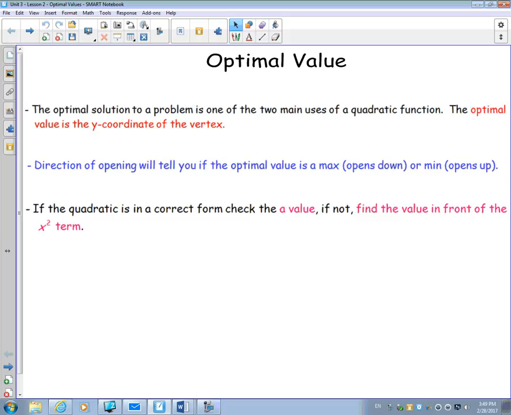You can tell if something's a max or min by looking at your direction of opening. If something opens down, well, you have to have a maximum. If it opens up, you have to have a minimum. If it's in the correct format, we can just look at our a value. And by the correct format, we mean is it in factored, standard, or vertex form. And a is obvious. If it's not one of those forms, if it's out of order, well, you have to rearrange it. Or look at the x squared term. And the thing in front of it is always a.